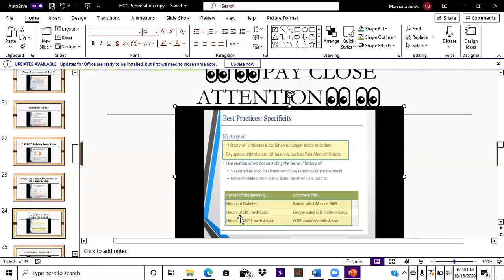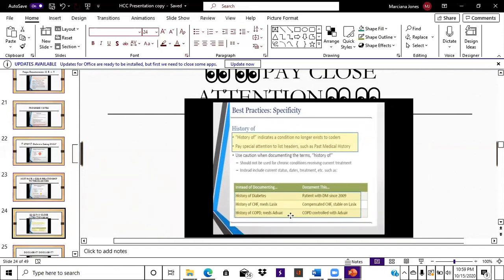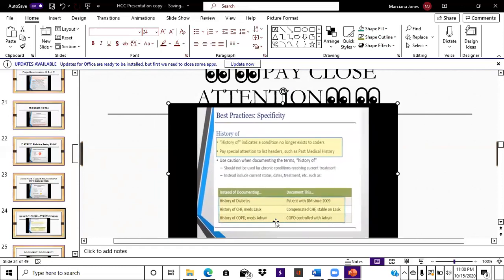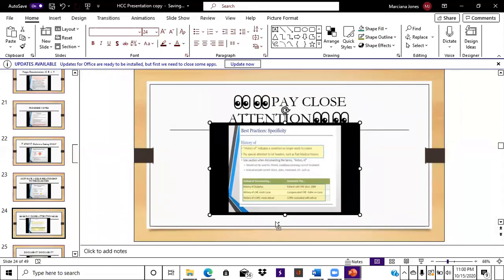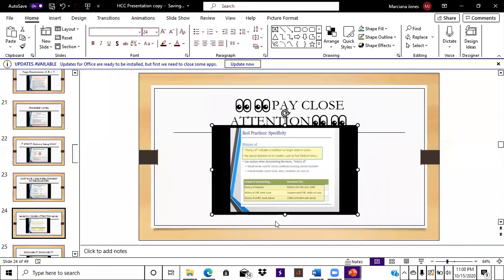History of congestive heart failure, meds Lasix, versus compensated congestive heart failure, stable on Lasix. The first didn't say if it was stable or not, just said the meds was Lasix. History of COPD, meds Advair, versus COPD controlled with Advair. See the difference?